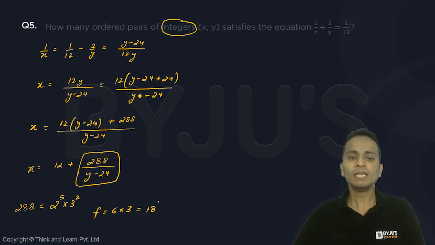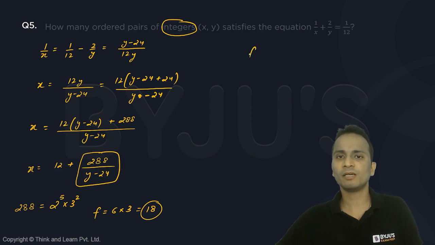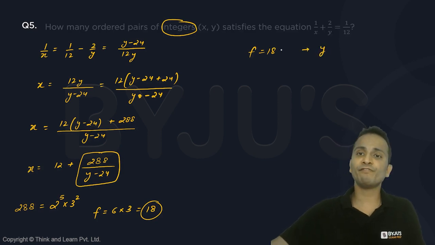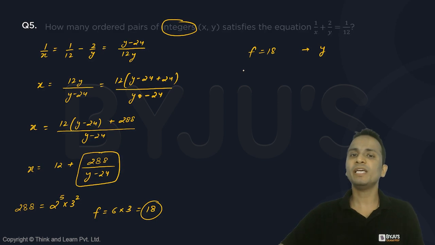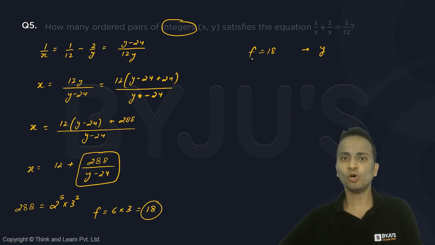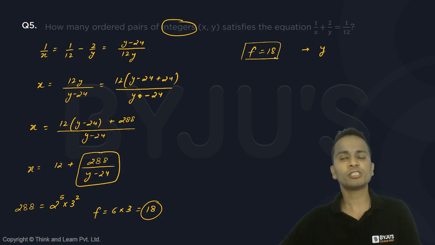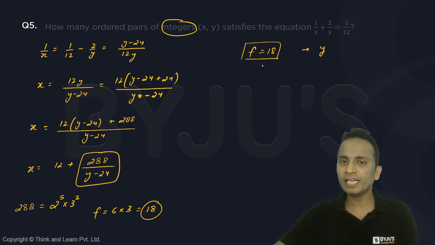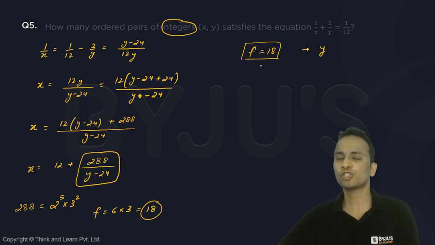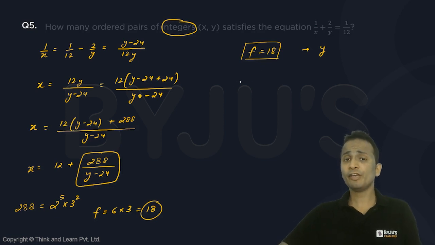Okay, now corresponding to each of these 18 factors, I will get a different value of y. That will give me a different value of x. So for these 18 positive factors, I will have 18 solutions for x comma y. Okay. Now if I consider the negative factors as well, right? So whatever factors are positive, I'll put a negative sign in front of them, and I'll give you an example.